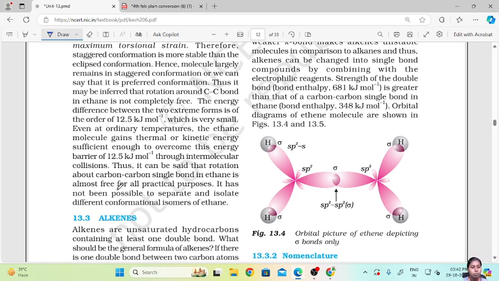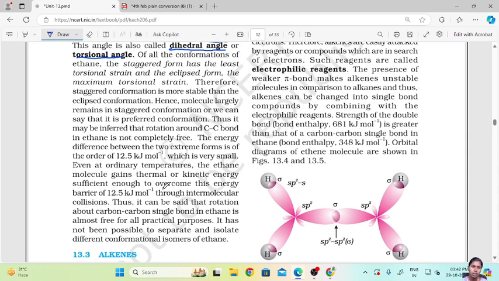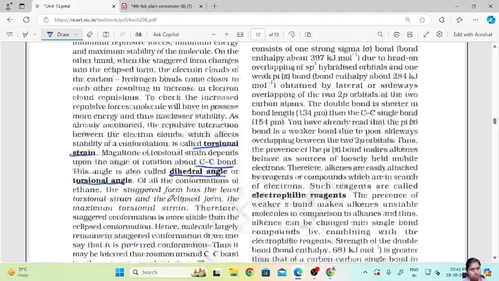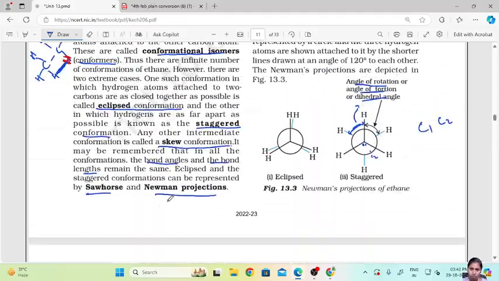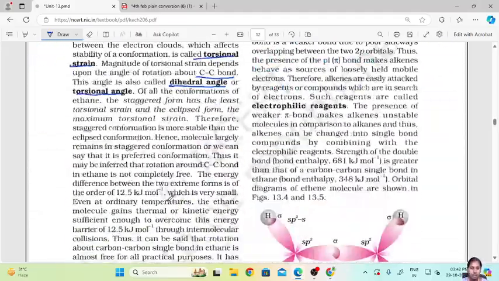It has not been possible to separate and isolate different conformational isomers of ethane. It is very difficult to separate and isolate them because they have relatively the same size and properties. So this is what alkanes are.